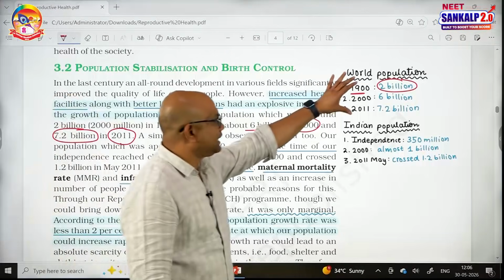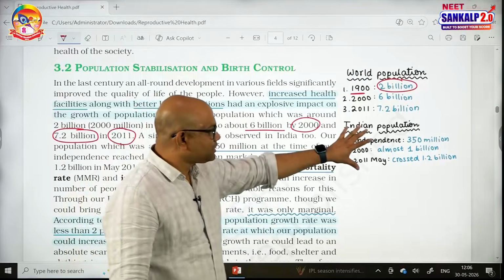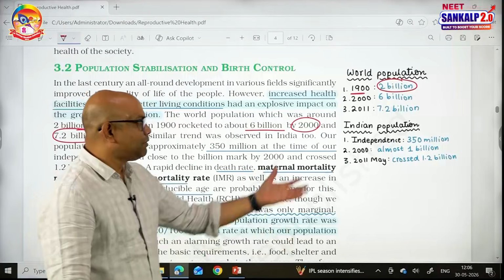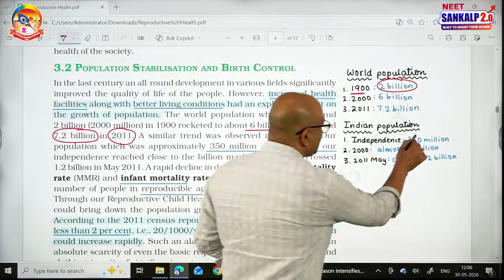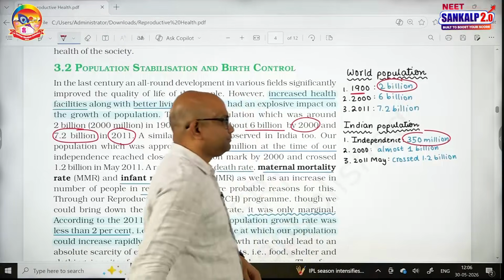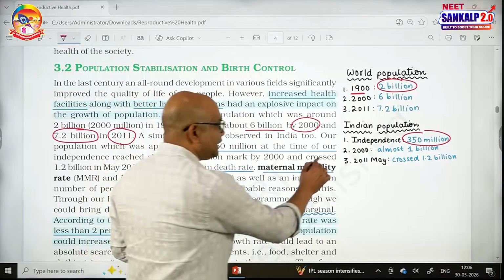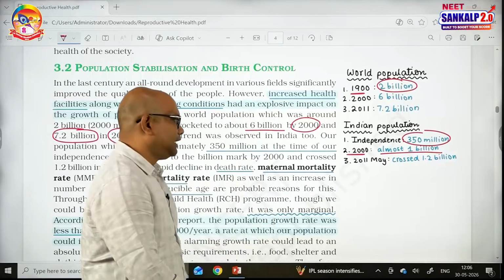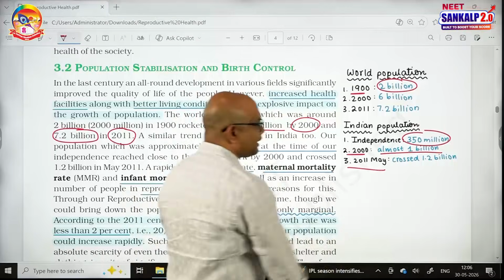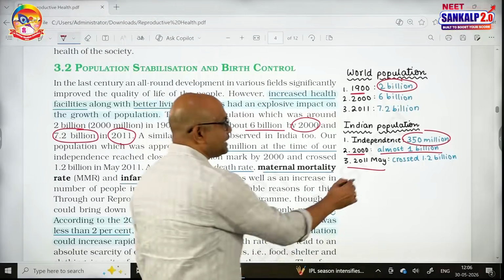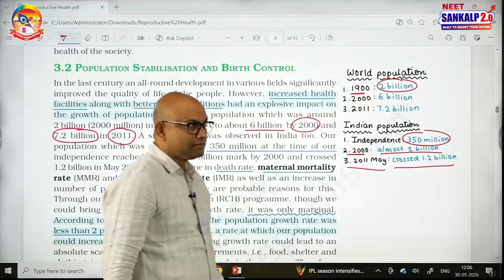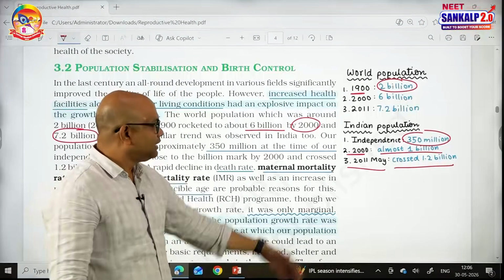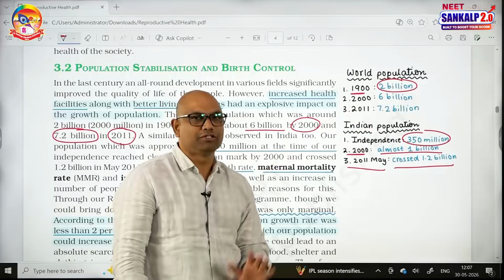This is the population trend worldwide, but the Indian population trend also followed the same pattern. See, at the time of independence, the Indian population was around 350 million. And by 2000, the Indian population was almost 1 billion. And in May 2011, according to the census, the Indian population crossed 1.2 billion. So whatever pattern there is in the world population trend, the same kind of pattern is there in the Indian population.